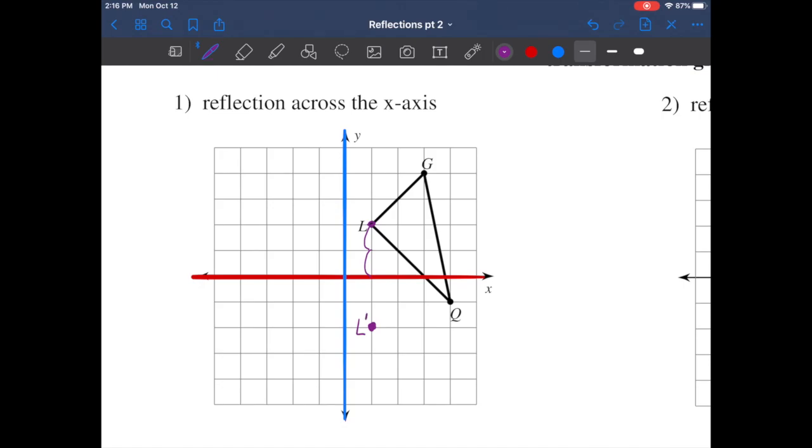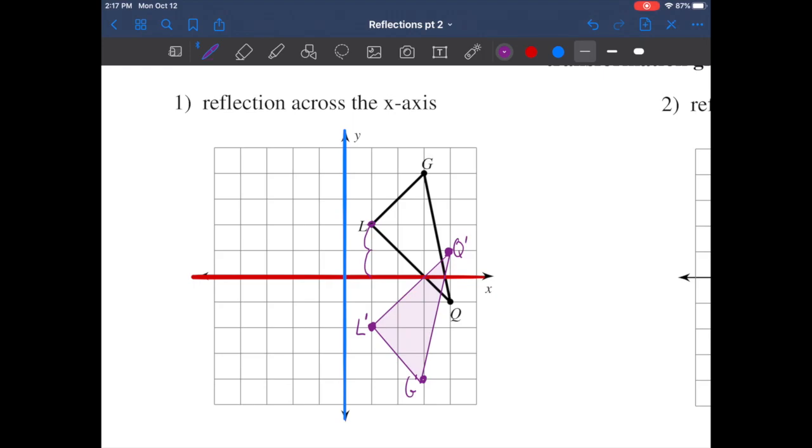All right, let's count my G spot. 1, 2, 3, 4. That's 4 spots. So 1, 2, 3, 4. It's right there. This would be G prime. And then my Q, how far is it from the red line? Here's 1. So then 1 would be right there. This is my new, oops, let's do that one big. Nice. Like that. And there we go. We have our new shape.